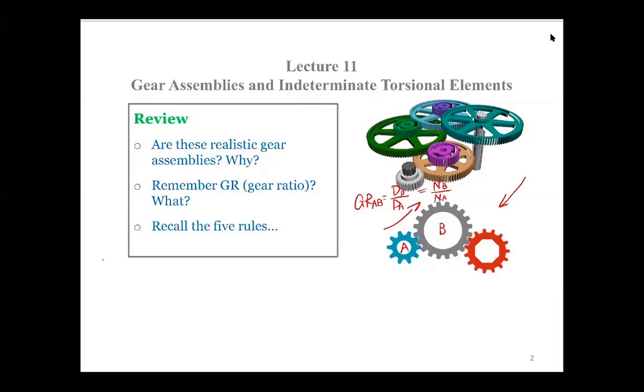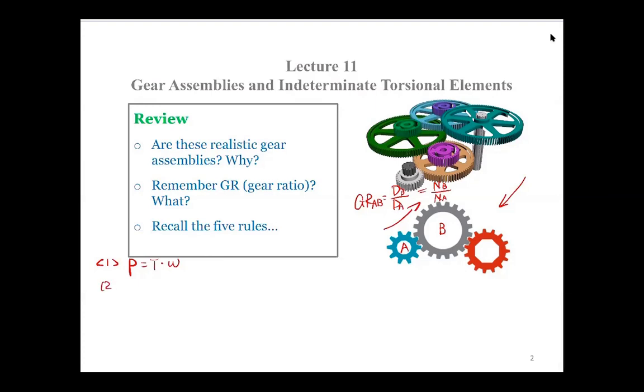Rule number 1 said that the power P equals torque times omega, torque times angular velocity. That is a constant through the whole system, through the whole gear assembly. Anywhere you have a smaller torque, the angular velocity will be larger; anywhere you have a larger torque, the angular velocity will be smaller. So their product will be a constant. That is the constant power rule. This is rule number 1.